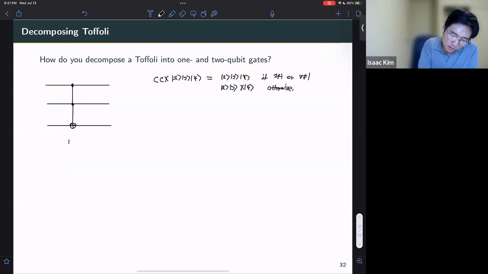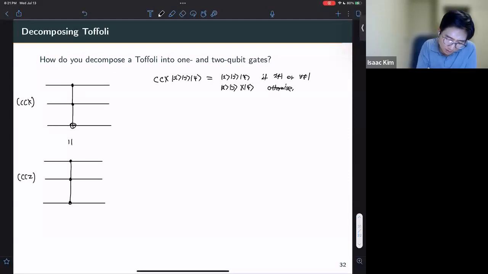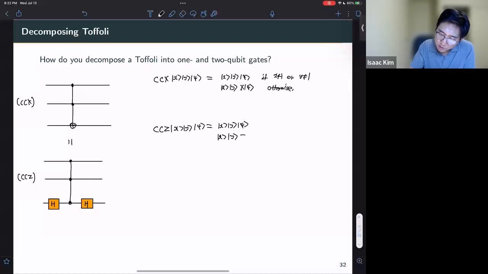And it turns out that this is actually related to something that is slightly simpler called the CCZ gate. This is CCX, and this is CCZ. I'm going to shortly define what CCZ is, but these two are related in the following way. And CCZ is, as the name suggests, very much analogous to the CCX, but instead of applying X, you apply Z.